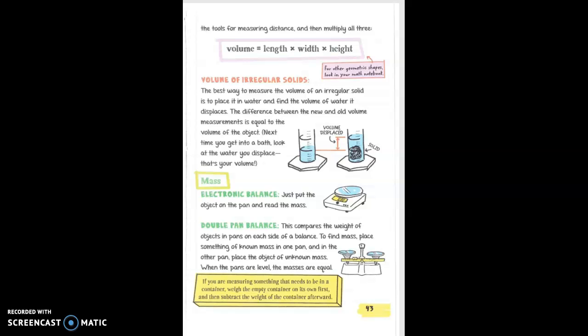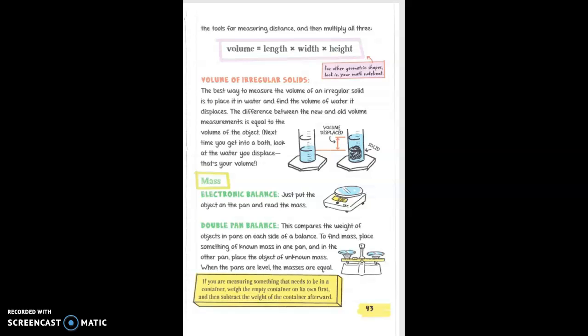So the volume of irregular solids. The best way to measure the volume of an irregular solid is to place it in water and find the volume of water it displaces. The difference between the new and old volume measurements is equal to the volume of the object. Next time you get in a bath, look at the water you displace. That's your volume.